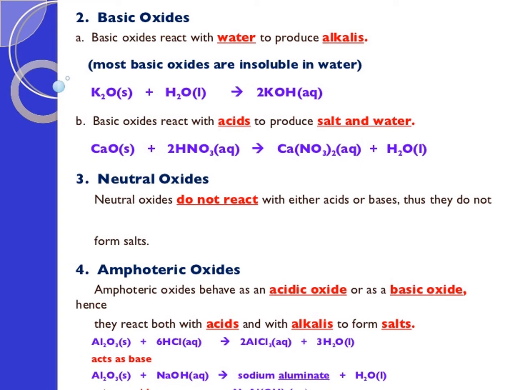The next one is the amphoteric oxides. As you know, amphoteric oxides behave as acidic oxides or basic oxides. Hence, they react with both acids and alkalis and they form salt. The example is aluminium oxide. As you have studied earlier, when it reacts with hydrochloric acid, it produces aluminium chloride plus water. Again, the next reaction is the reaction of aluminium oxide with sodium hydroxide. When it reacts with sodium hydroxide, it forms sodium aluminate, which is a salt, and water.